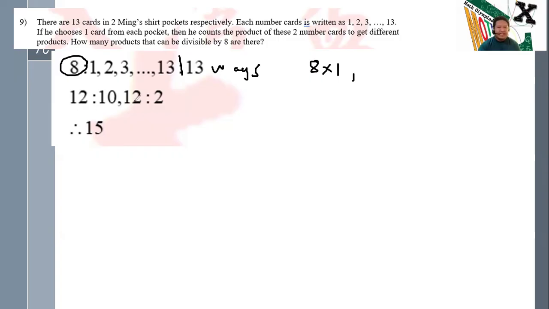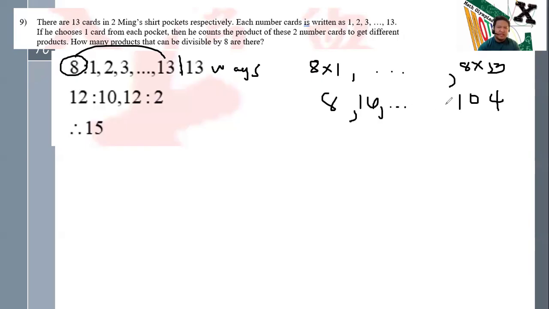Then the next one is the one higher than 8. Because after that one, 8 times 13 will give us what? 104. So basically, we already have the multiples of 8 from 8 times 1 to 8 times 13. That's 104. Starting with 8 to 104: 8, 16, so on until 104. So there are 13 ways. If we get one card to be 8 and you get either 1 to 13, that's 13 ways.